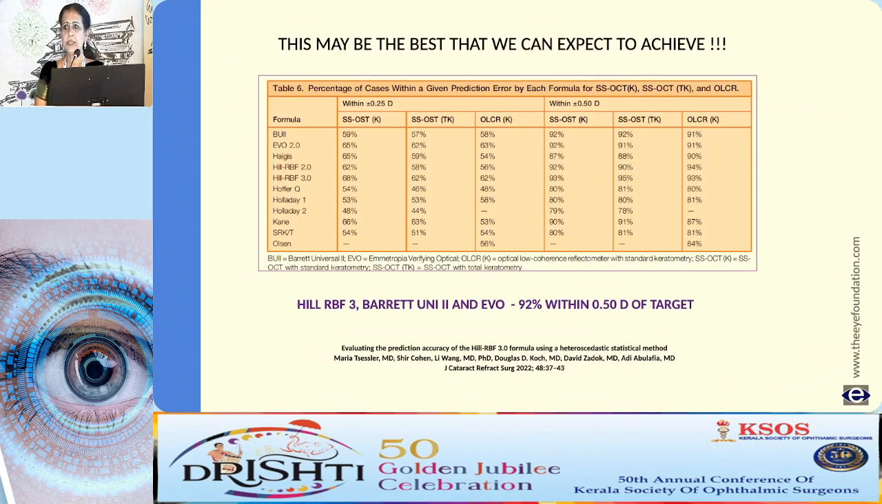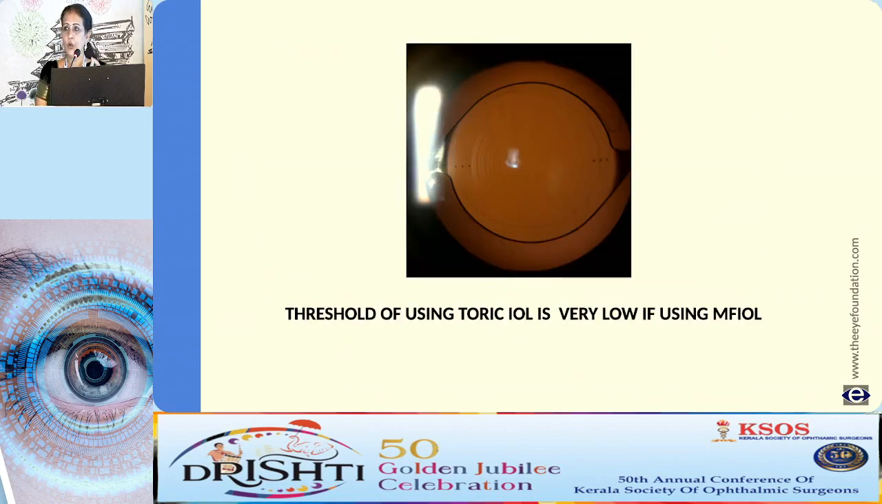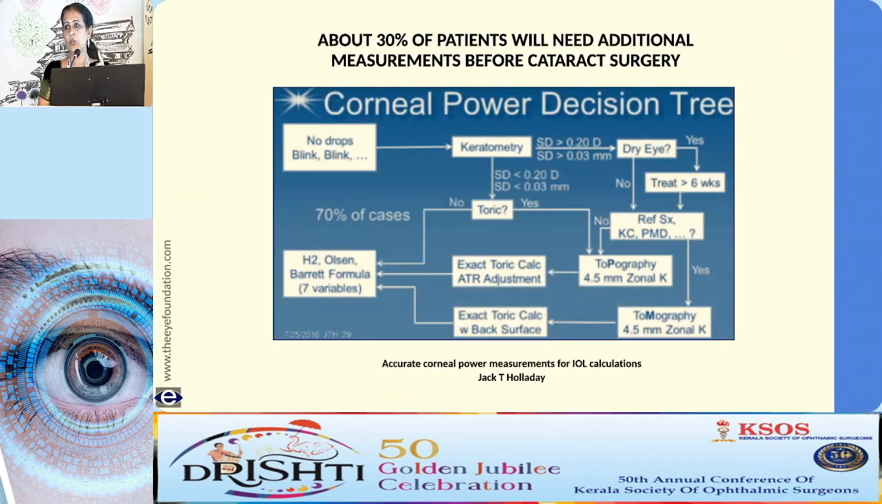The good news is that we know that the Haigis RBF, the Barrett Universal 2, and the Emmetropia Verifying Optical formulas get 92% of eyes within plus minus 0.5 diopter of target, and that is good news for all of us. We also know that in the segment of multifocals, the patients are not tolerant of even the least amount of astigmatism, and we need to ensure that they get a toric multifocal. The problem is not there in 70% of the patients.